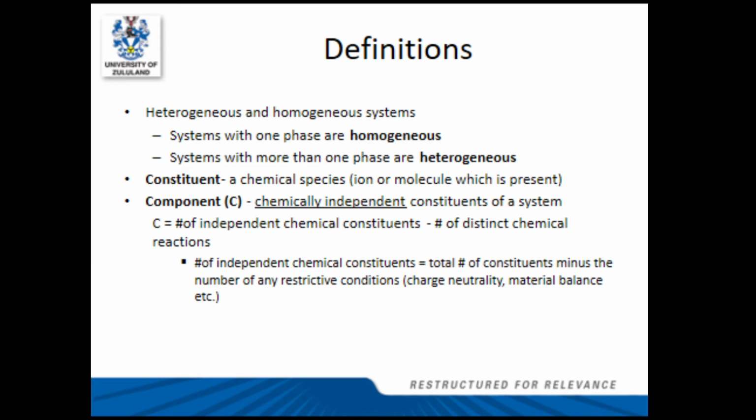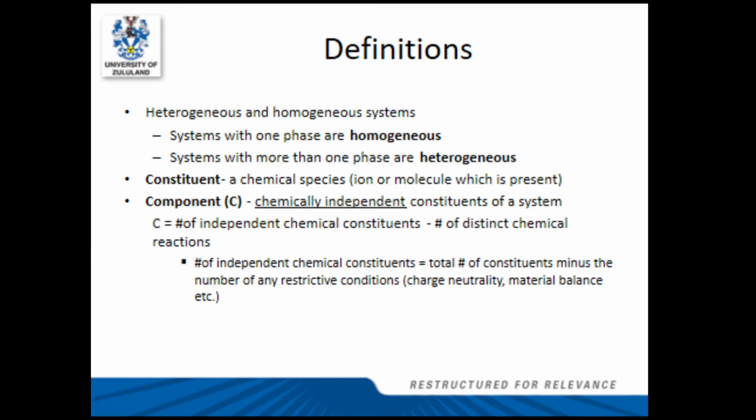Okay, except for the heterogeneous and homogeneous systems, there are also some definitions that are very important. These definitions are leading us to the phase rule, because after these definitions, we'll be moving to the phase rule. There is what we call the constituent, and we also have what we call the component. What is a constituent? A constituent is a chemical species. It can be an ion or it can be a molecule which is present within a reaction.